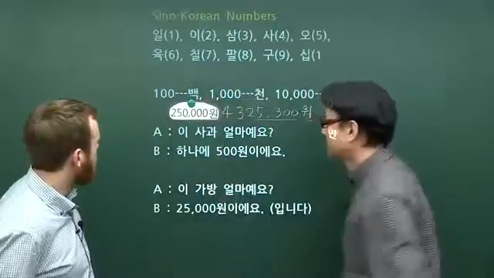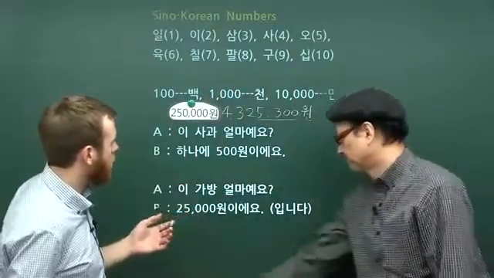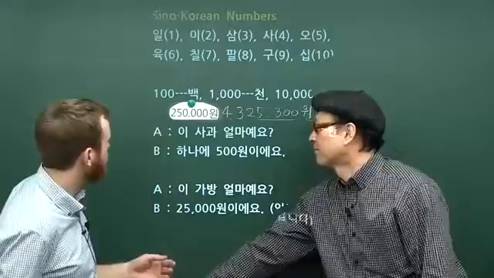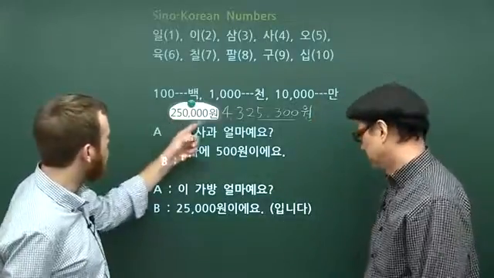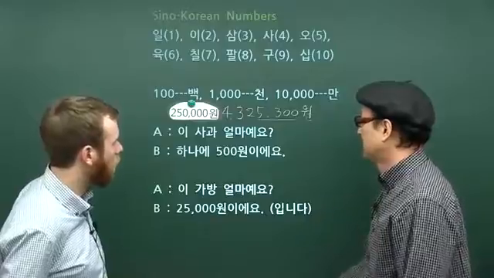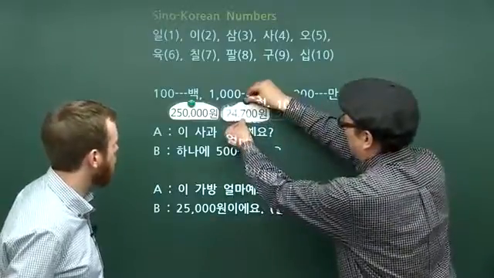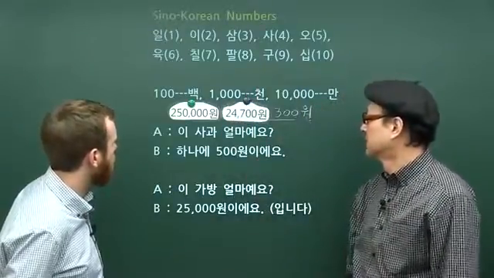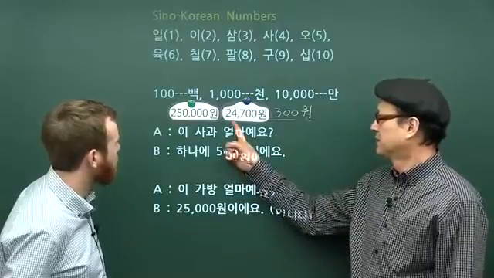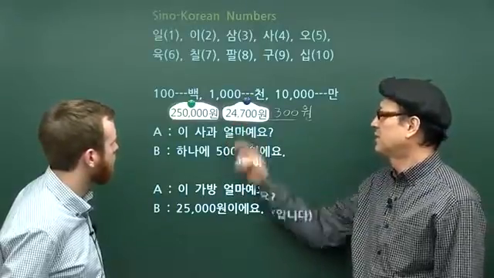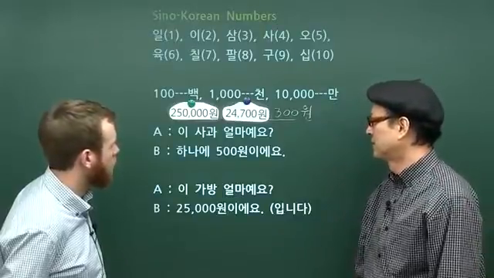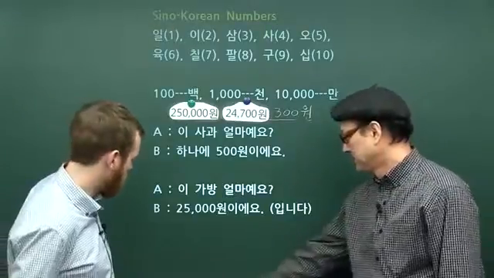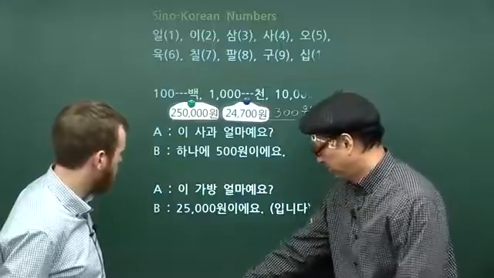Okay, so 250,000 won in Korean would be 25만 원. Okay, 25만 won. So 25만 원. Okay. 그다음에 이거는 24,700원. Okay. 24,700원. Right. Okay. You got a couple more?